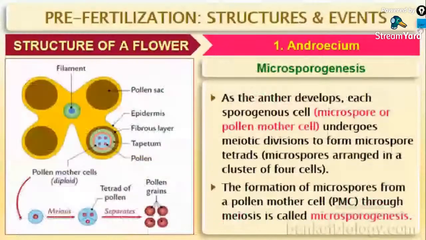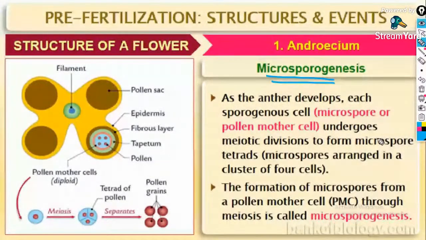Next, we are going to discuss in detail the process of microsporogenesis. The microsporogenesis process refers to how the anther develops. We already said that the sporogenous cells, whose other name is microspore mother cell or pollen mother cell, undergo meiotic division.